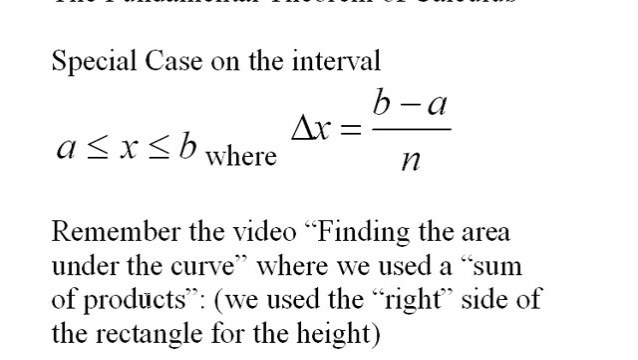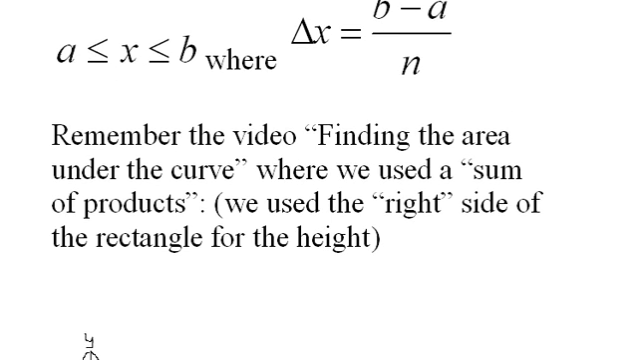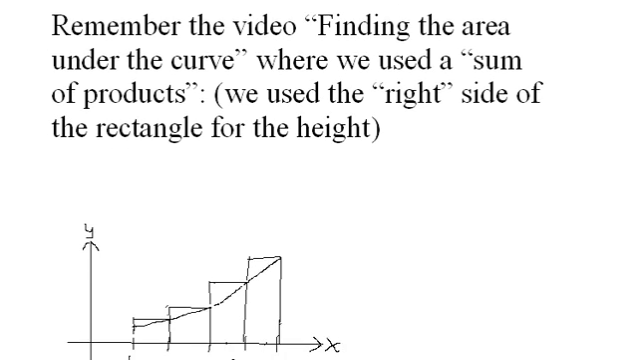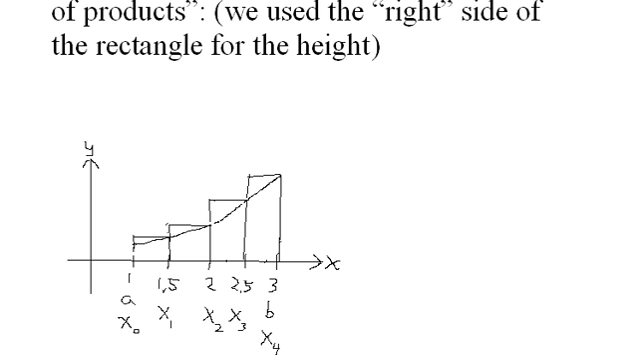We used the sum of products in that video, and we used what they call the right side of the triangle for the height. That might not mean anything to you if you haven't seen the video, so definitely watch it. But if you have seen it, what we did was we found the area under the curve y equals x squared from 1 to 3. Okay, and we used the area of these rectangles to do it.